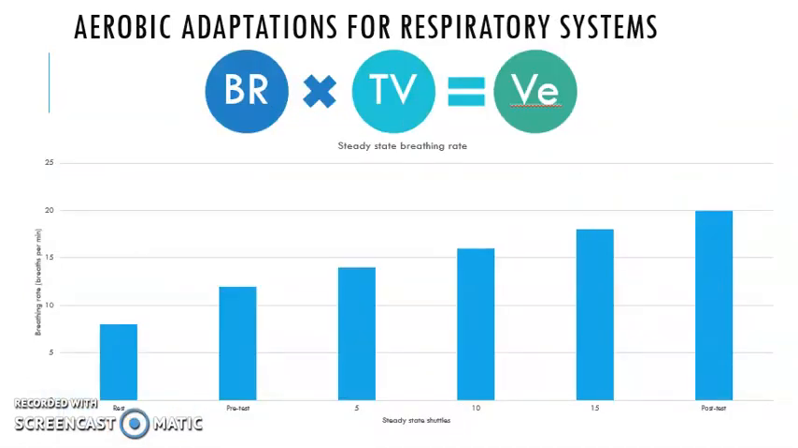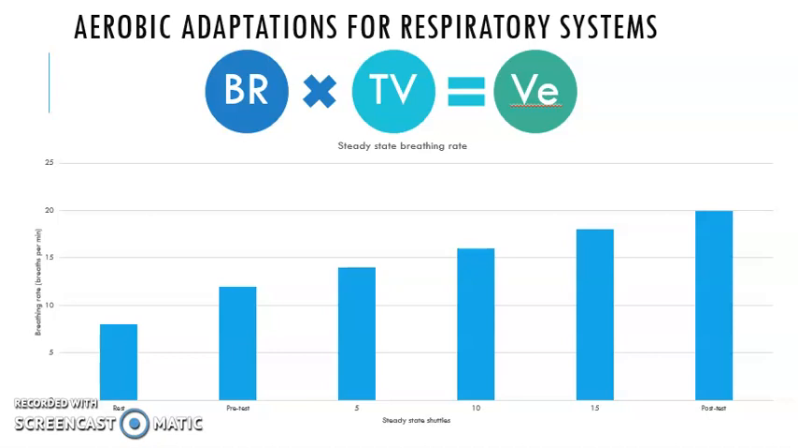Some respiratory adaptations for aerobic athletes include an increased ventilation. Ventilation is found by multiplying your breathing rate, which is the number of breaths taken per minute, by your tidal volume, which is the volume of air moved in and out of the lungs per breath. This is because there is a more efficient tidal volume, which leads to alveolar ventilation.